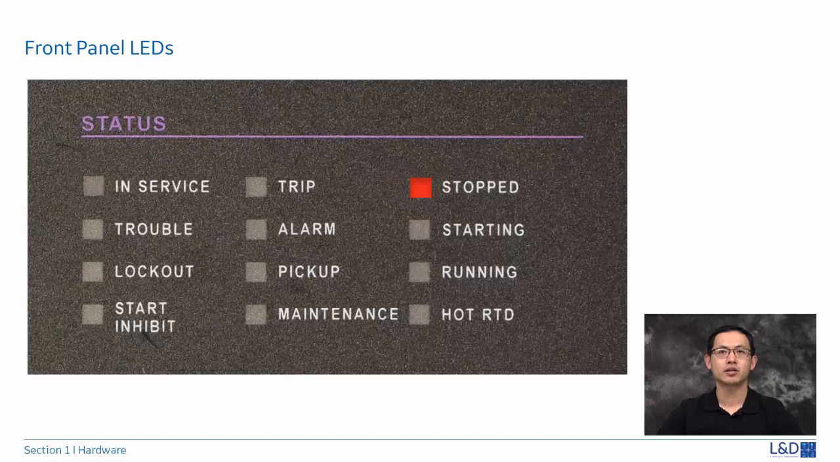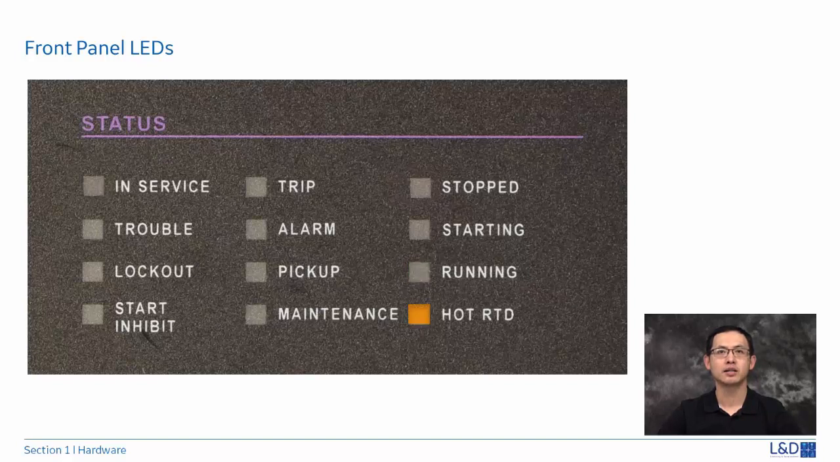Stopped LED turns on when motor status is stopped. This LED color is programmable with default to red. Starting LED turns on when motor status is starting. This LED color is programmable with default to orange. Running LED turns on when motor status is running. This LED color is programmable with default to green.